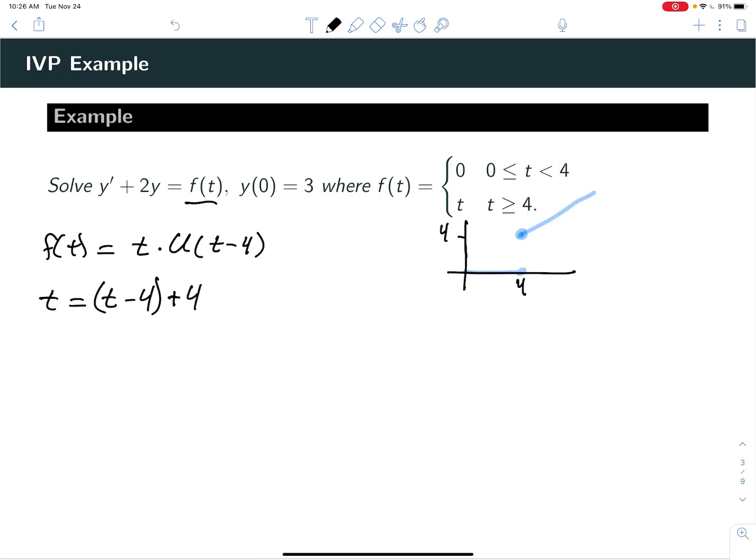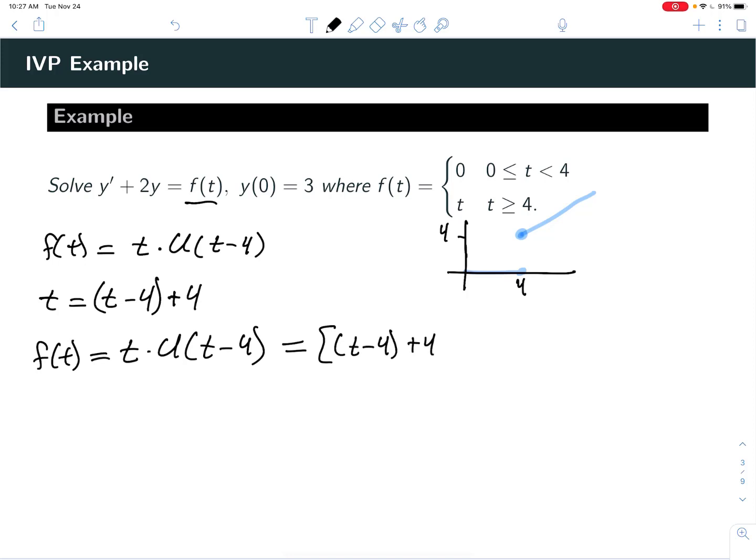So what I'm going to do is write f of t is equal to t times the unit step function starting at 4. And then I'm going to replace t with what I just put right here. So let's step back a second. Is t equal to t minus 4 plus 4? Yes. What's 4 minus 4? It's 0. So this is true, right? And so wherever I have a t here, I'm going to just write t minus 4 plus 4. So it's going to be t minus 4 plus 4 times the unit step function starting at 4. Okay, so all I've done is replace t with t minus 4 plus 4.